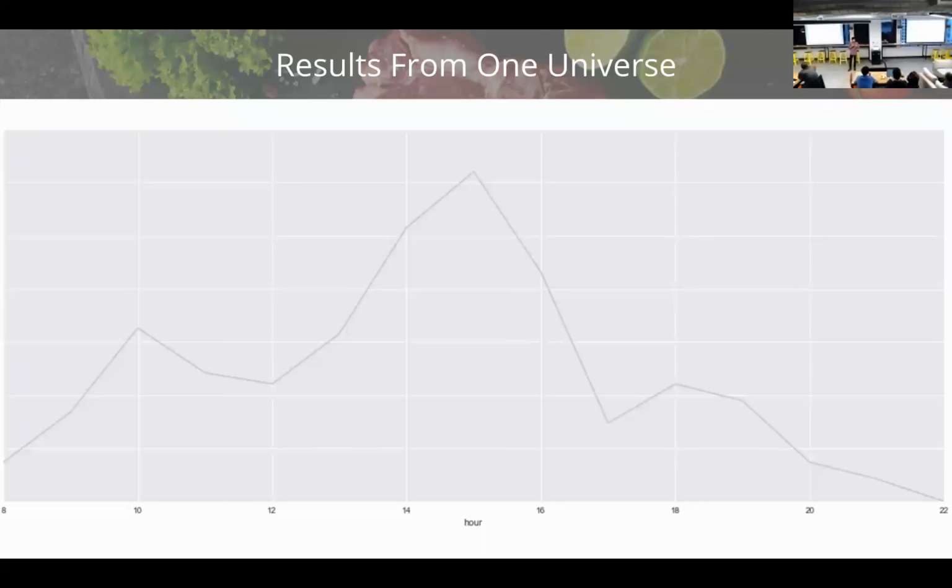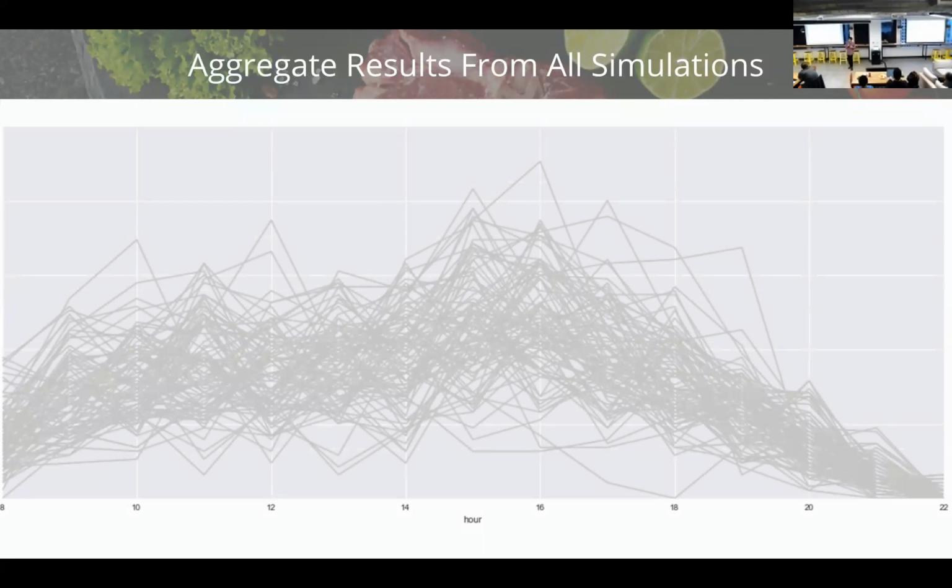And if you take the results from one such universe, and this is in one store, you might get a curve like this that represents on the y-axis the number of shoppers you need, and on the x-axis the hour of the day. Then this is just from one universe. But if you do this over and over again from hundreds of universes by repetitive sampling, then you get this huge spread of the number of shoppers we need at every given hour.